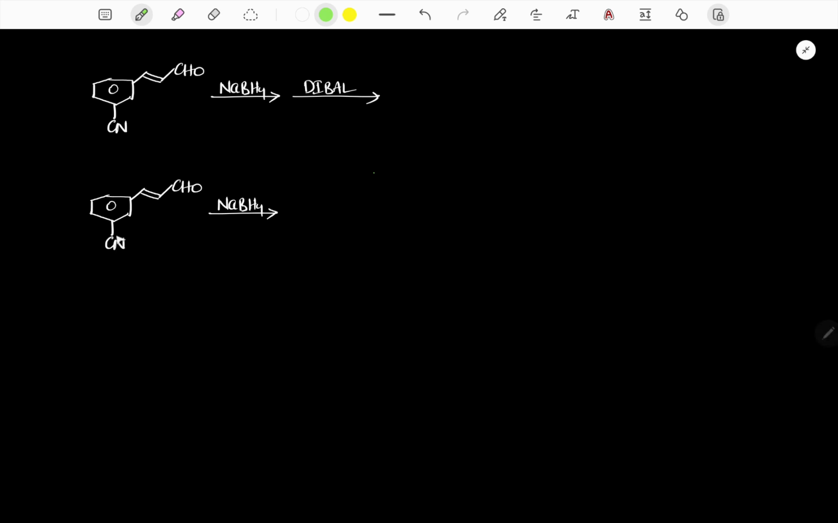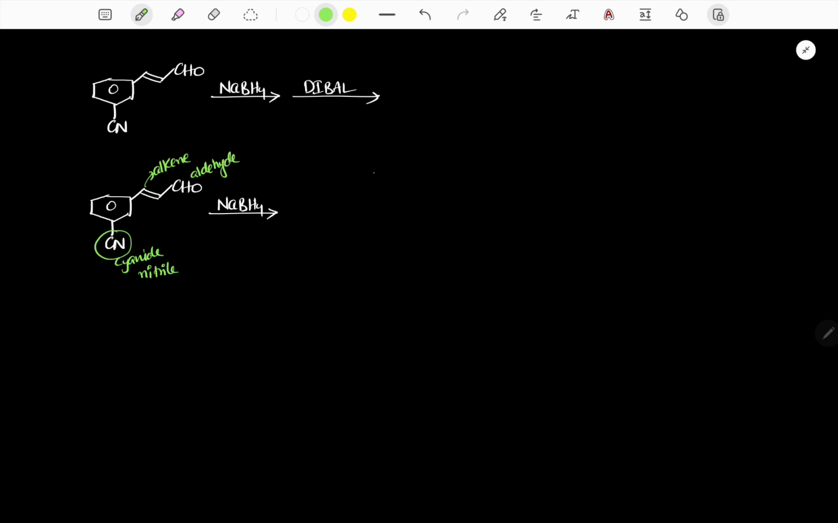The reactant has three functional groups. One is cyanide, also called the nitrile functional group. One is alkene. One is aldehyde.